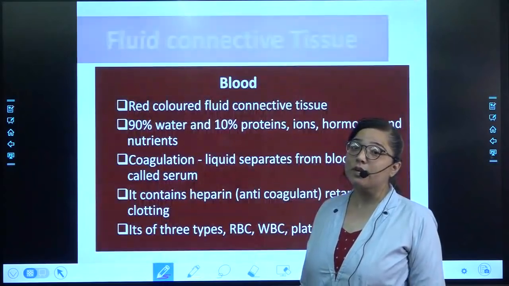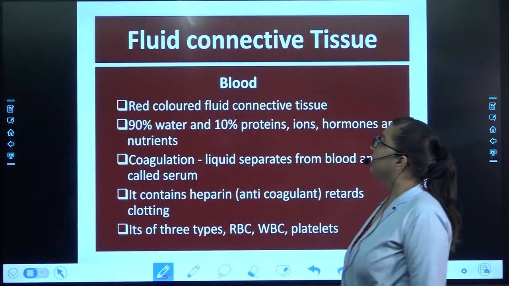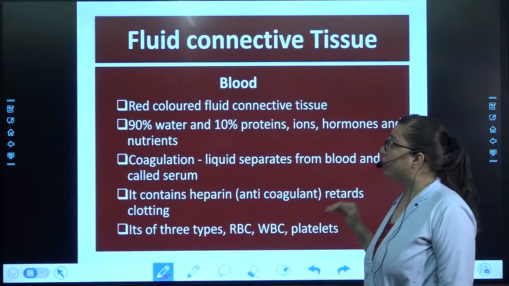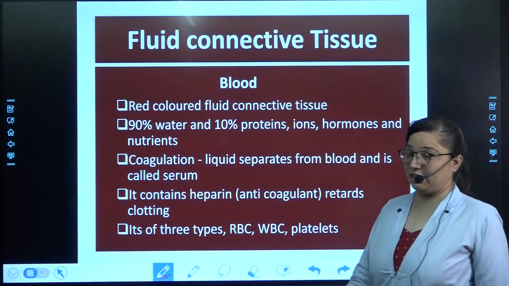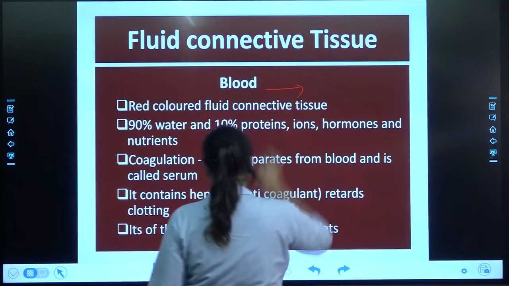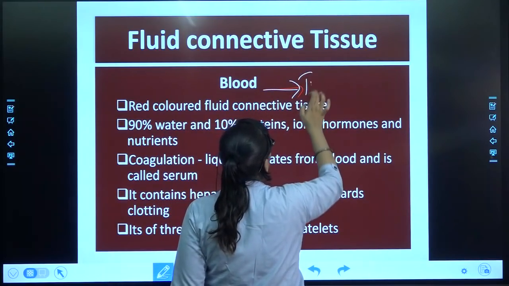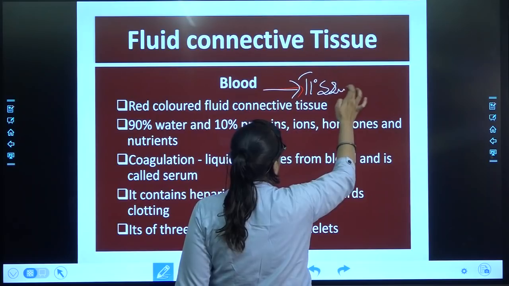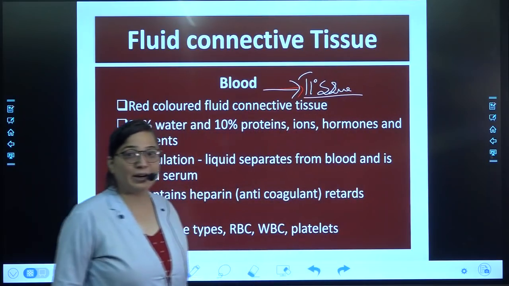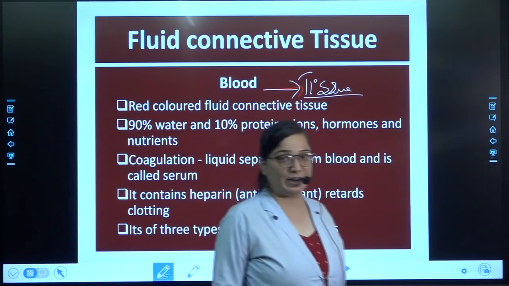Alright. After that, you have the fluid connective tissue, the red colored tissue. Mind well, blood is a form of tissue. Most of the students write blood as a cell. No, blood is a tissue.